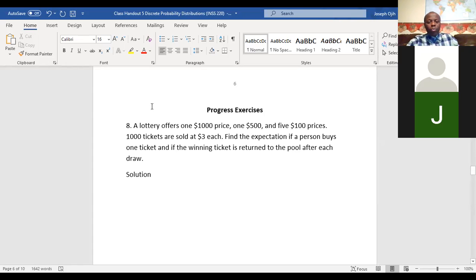So we have a gain, a win, and then the probability of that win. I'll call it gain, maybe. So win, to win a ticket. Now if you look at this, we have the $1,000 prize, the $500 prize, and then the $100 prizes. So win is our X variable. Let me put that in front of the table.